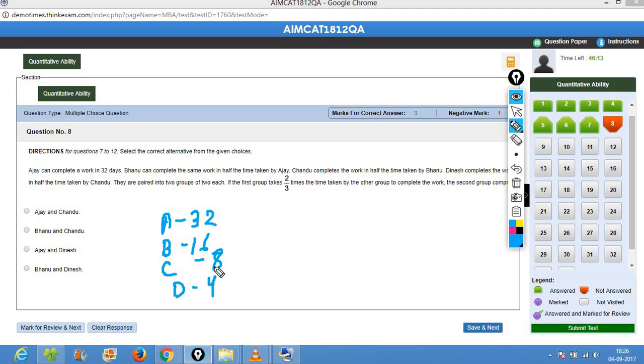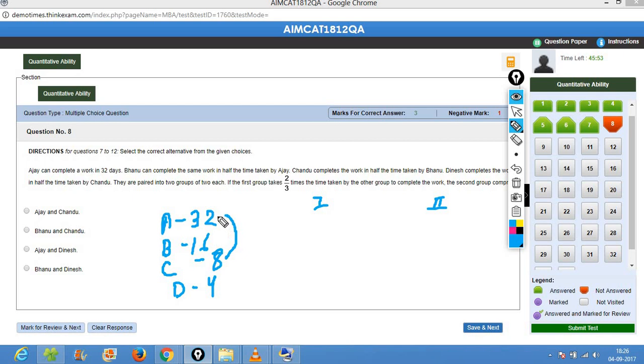Okay, fine. Now they are paired into two groups of two each. If the first group takes 2 by 3 times the time taken by the other group to complete the work, I have to answer who is in the second group. Okay, so first group is 2 by 3rd. So first group, let's assume this.